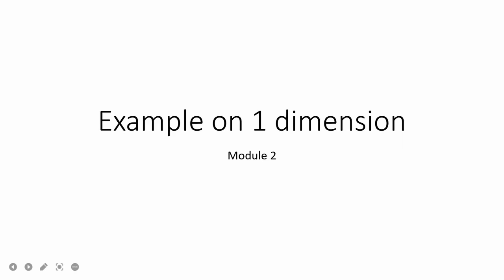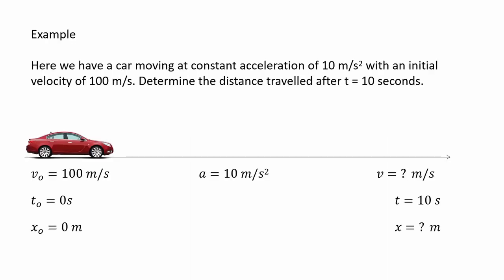Here we have an example for one-dimensional motion along the x-axis. A car is moving at a constant acceleration of 10 meters per second squared and an initial velocity of 100 meters per second. We are asked to determine the distance traveled after 10 seconds.